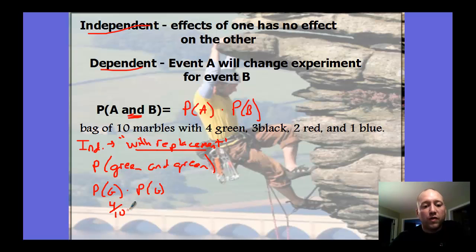So the probability of choosing green is 4/10 or 2/5 times 4/10 or 2/5, because I put that marble back. So I draw that marble out, I find out it's green, I put it back in, then I draw it out again and get 2/5 again. So using the reduced 2/5 and 2/5, you get 4/25 as the fraction.